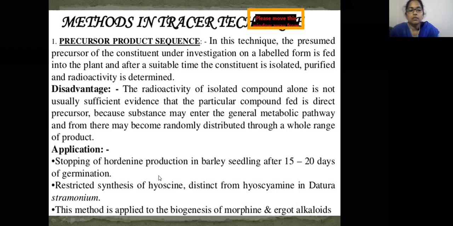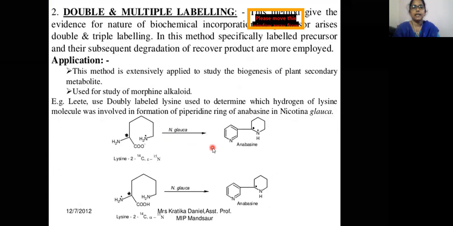And you can also go for restricted synthesis of hyoscine. In datura generally you can find hyoscine and hyoscyamine, right? So you can restrict it only to the synthesis of hyoscine in Datura stramonium. By applying this, you can prevent the formation of hyoscyamine. This method is also applied to the biogenesis of morphine and ergot alkaloids. You can study different pathways like the biogenesis of morphine and ergot alkaloids. Not only this, we can also study the pathways of different secondary metabolites.